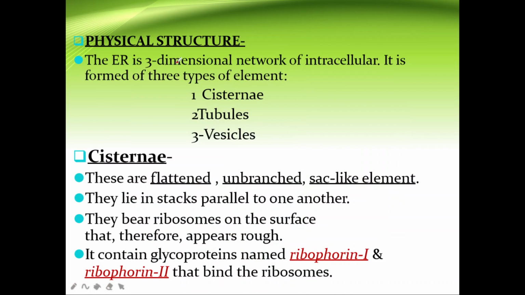Now, physical structure of ER. The ER is a three-dimensional network of intracellular membranes. It is formed of three types of elements. Three types of structures together form the structure of ER. The first is cisternae, second is tubules, and third is vesicles.